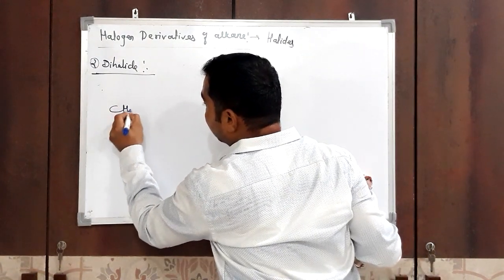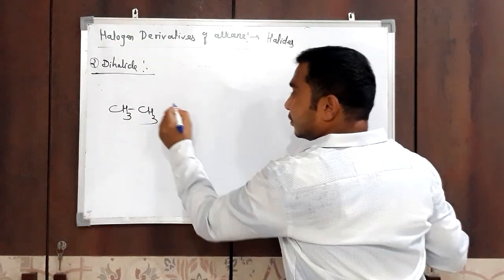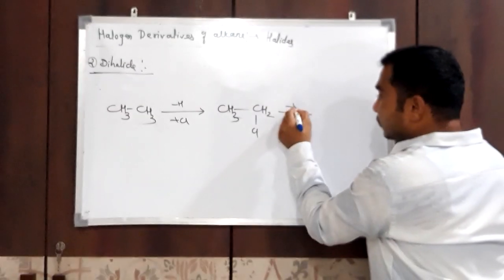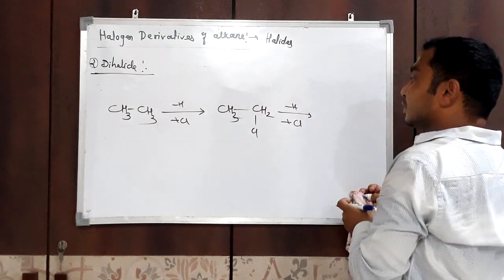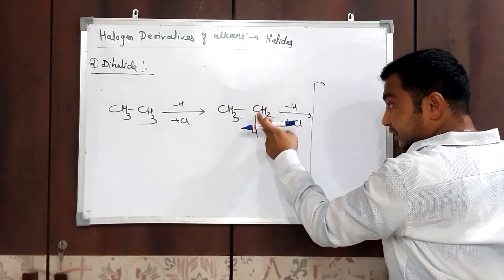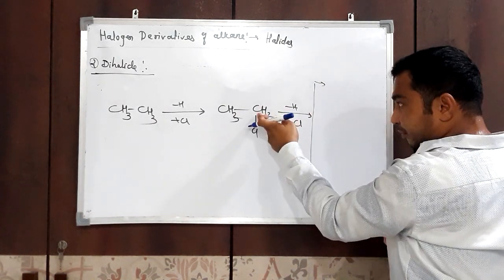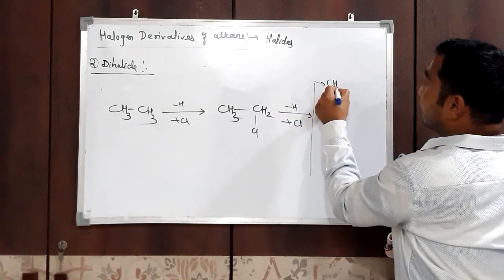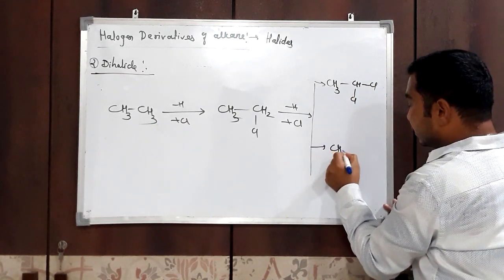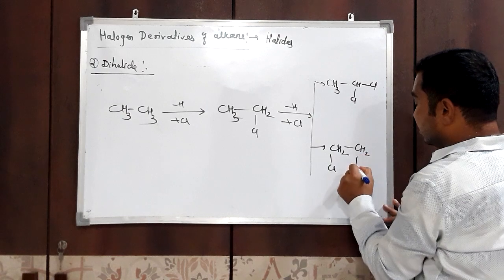For example, one more example. Take ethane. From this ethane, replace one hydrogen by chlorine. Now these two carbons are identical, so we can replace a hydrogen from either carbon atom. This is a monohalide. Again replace one more hydrogen by chlorine. Now we have two choices: either we can replace a hydrogen from the same carbon atom or from the other carbon atom. If we replace a hydrogen from the same carbon, we get one compound, and if we replace a hydrogen from a different carbon atom, then like this.